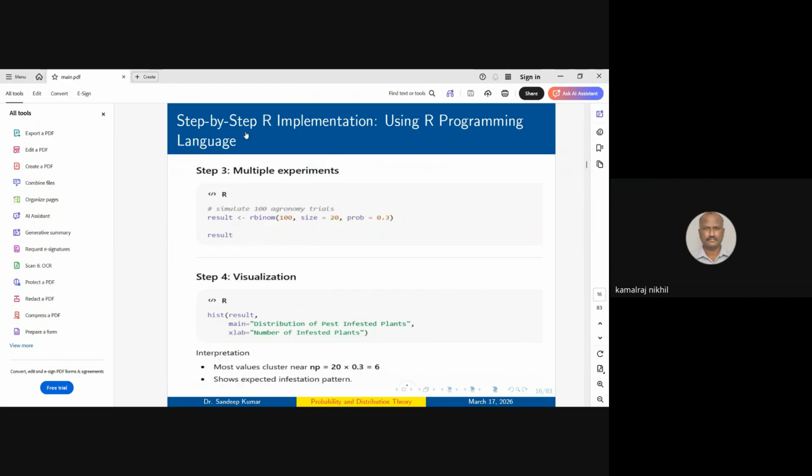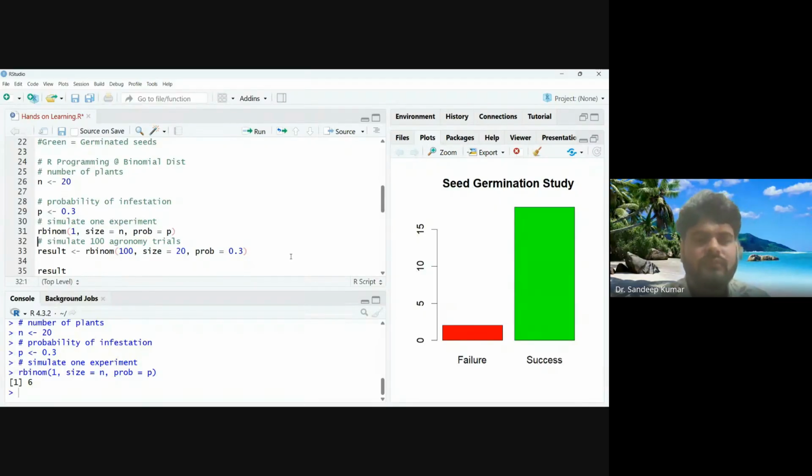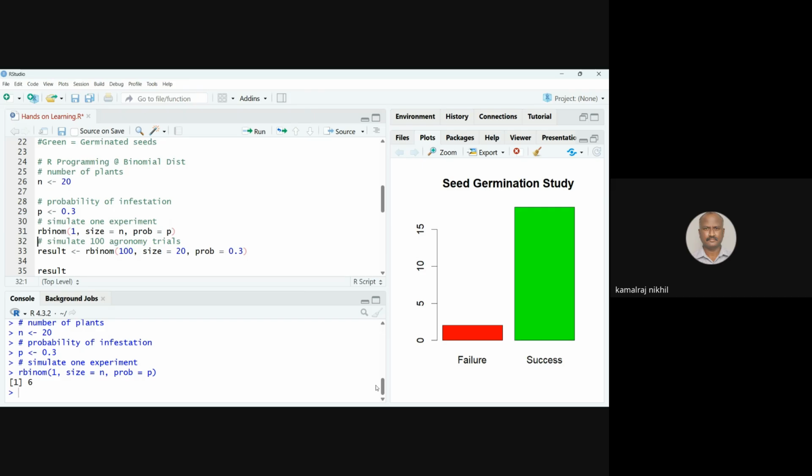Okay. Sorry, sir. R software is not visible, sir. Only the slide is visible, sir. Okay, okay. Now? Now visible, sir. R software visible, sir.